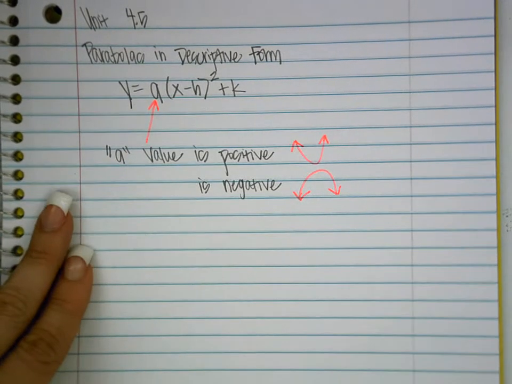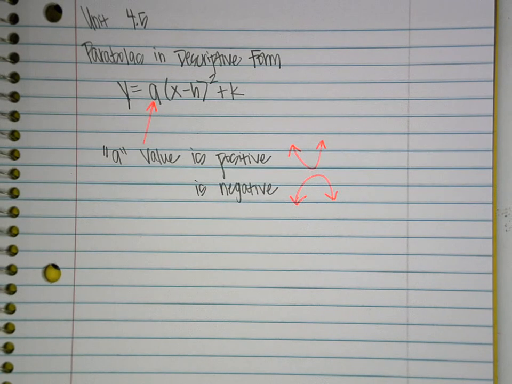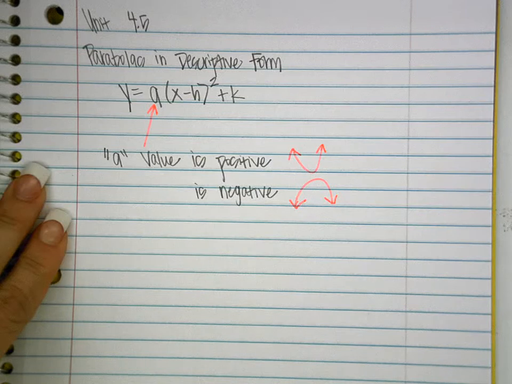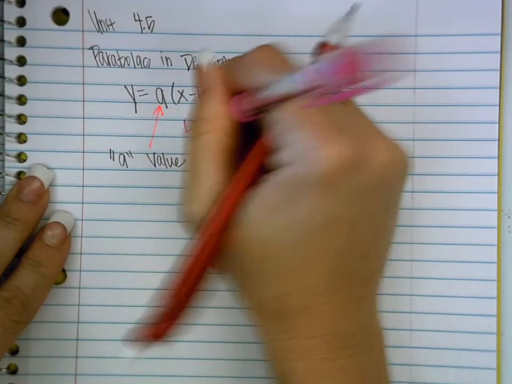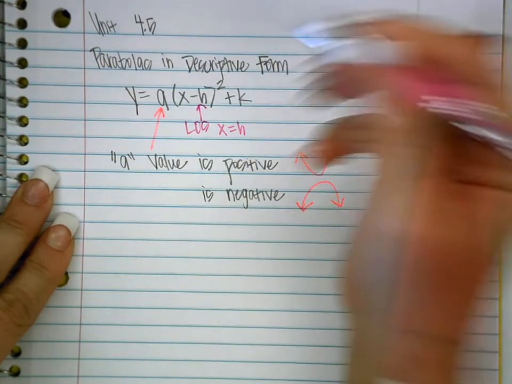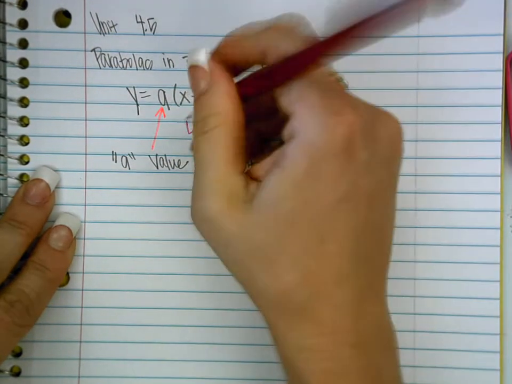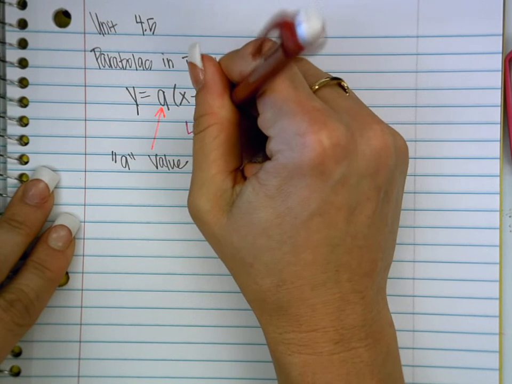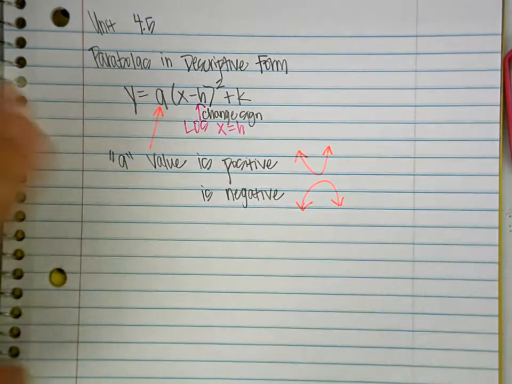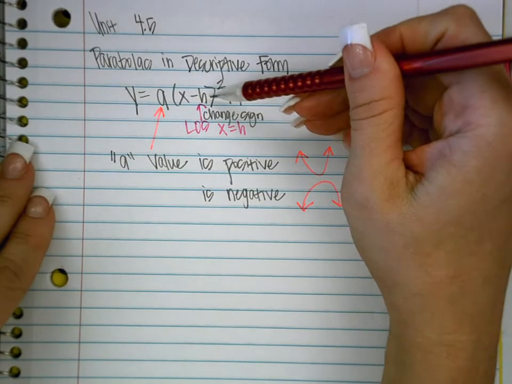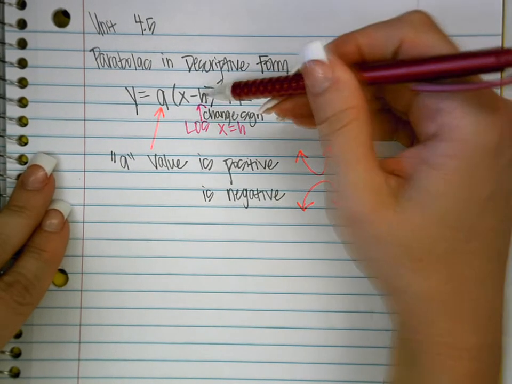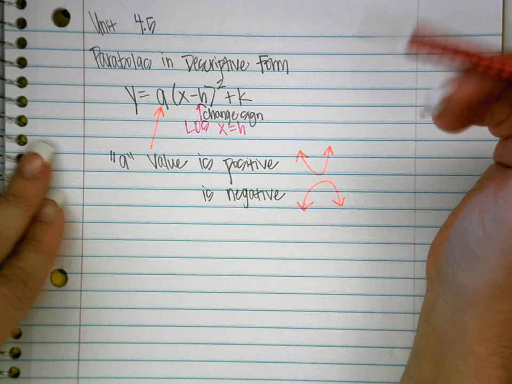Also, from here, you can tell that your line of symmetry is always equal to x equals h. So all you have to do for line of symmetry is change the sign. To find the line of symmetry, all you do is change the sign of whatever's in the parentheses and make it an x equals equation.